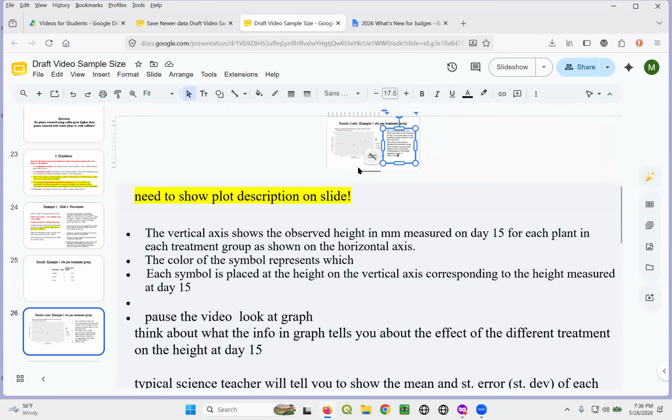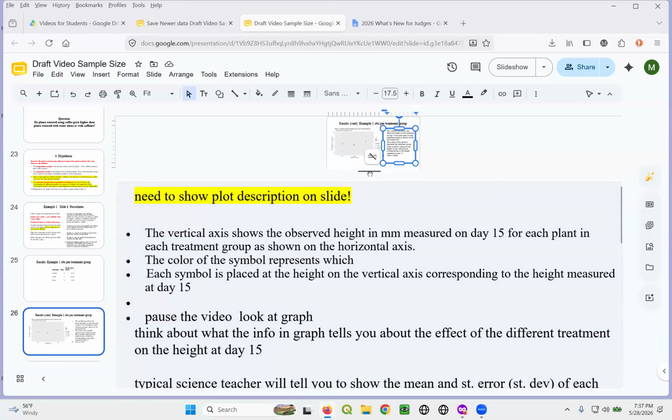What do we say here? The vertical axis shows the observed height in millimeters measured on day 15 for each plant in each treatment group, as shown on the horizontal axis. The color of this symbol represents which treatment group. Each symbol is placed at the height on the vertical axis corresponding to the height measured at day 15 in millimeters.